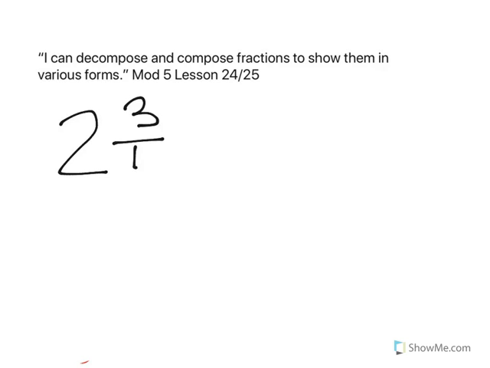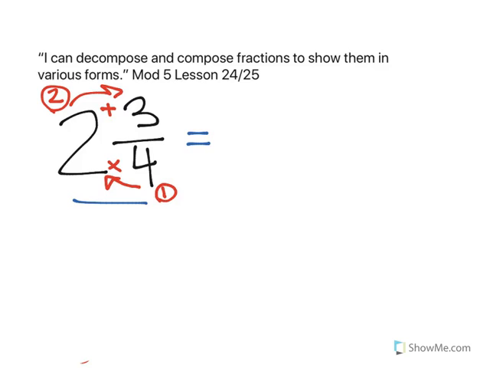2 3/4. So here's my mixed number. I want to convert it into an equivalent improper fraction. So I'm going to do these operations. What is 4 times 2 plus my numerator? Okay, make sure you go slow. This is your first step. This is your second step so you don't get tricked. So 4 times 2 is 8. 8 plus 3. I'll write that down, your first step.